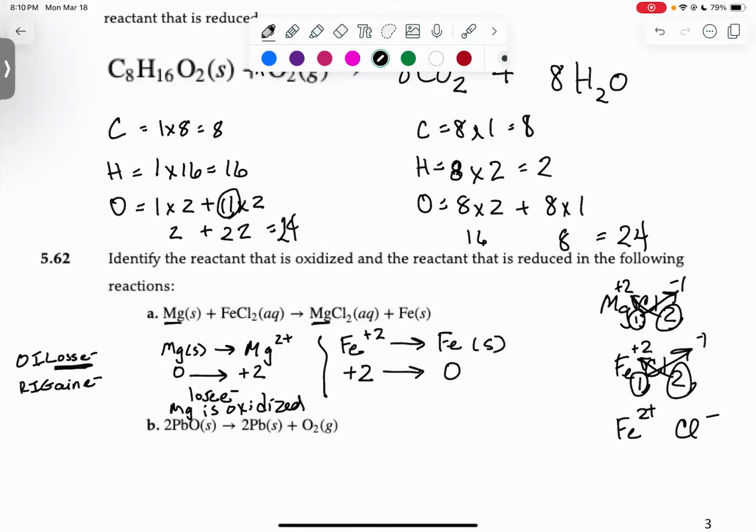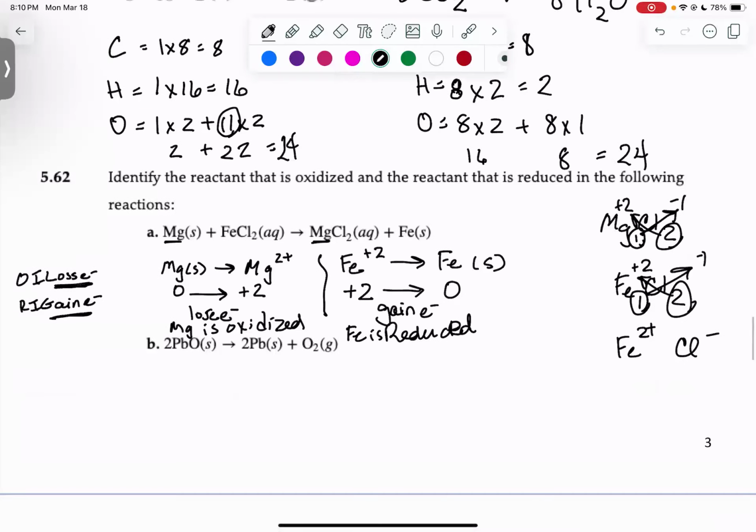So what do I do when I go from a higher charge to a lower charge? That means I have gained electrons. If you are gaining electrons, that is reduction. So here, iron is reduced. R-E-D-U-C-E-D, reduced. Okay.